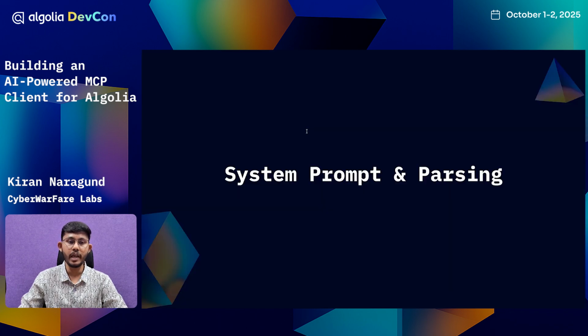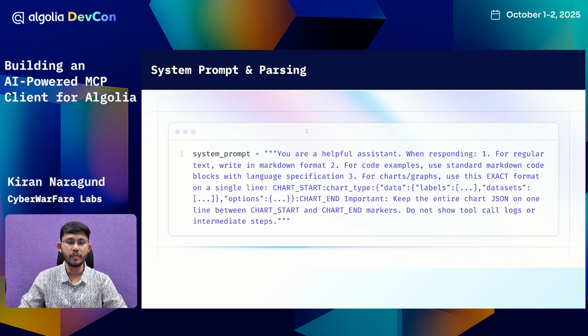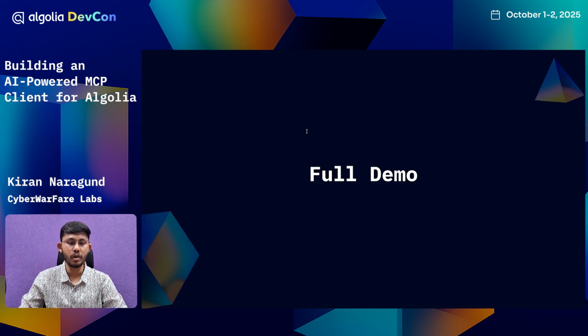Okay, so to make all this work, I have carefully crafted this system prompt. Basically, I am telling the LLM how to structure the outputs. I am telling it when to use markdown, how to use code blocks, and how to format the chart blocks. On the front end, I am rendering this and showing it to the user. Okay, now let's see the full demo of this entire application.